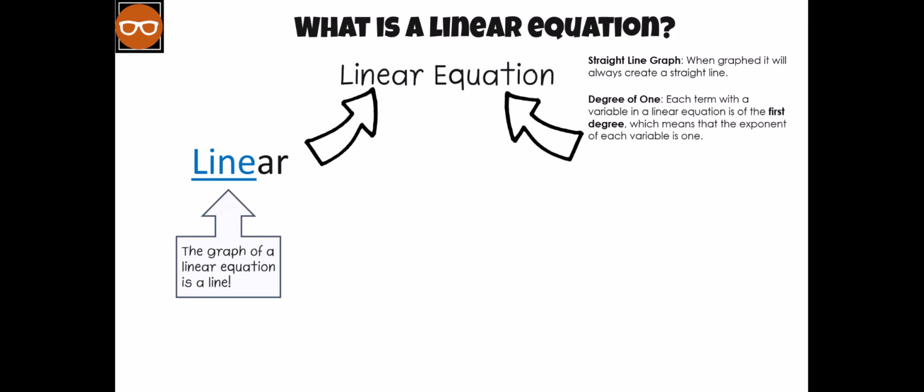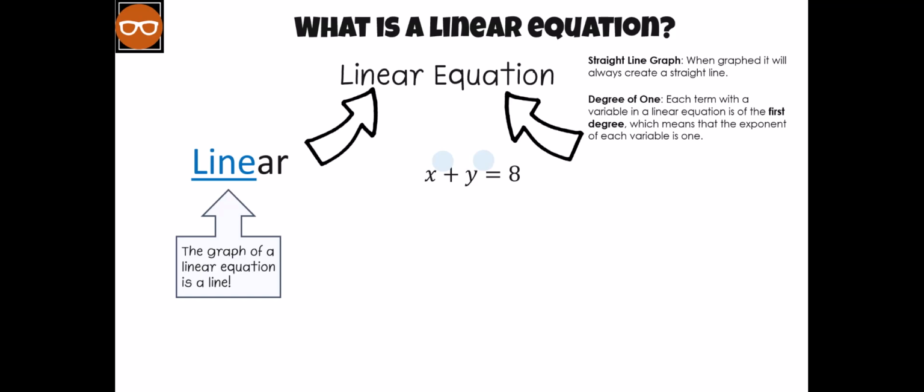Degree of 1. Each term with a variable in a linear equation is of the first degree, which means that the exponent of each variable is 1. Let me show you some examples. x plus y equals 8. This is a linear equation. Why? Because x has the exponent of 1. Notice I don't have a 1 there. It's assumed. And y also has an exponent of 1. That creates a linear equation.